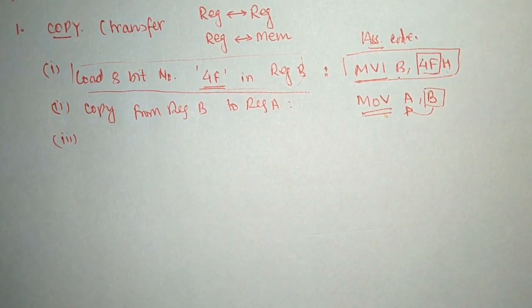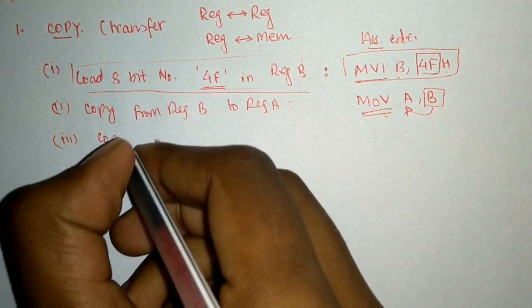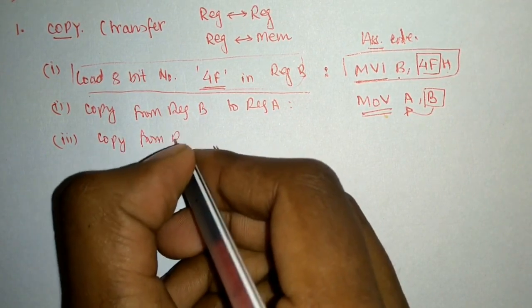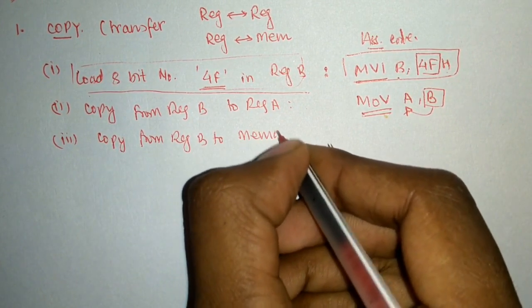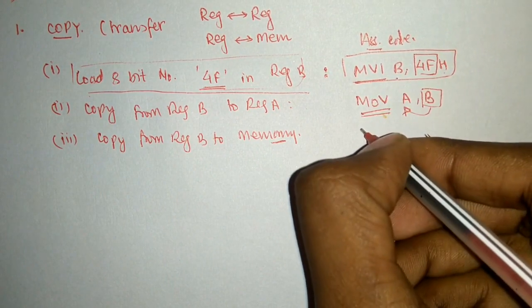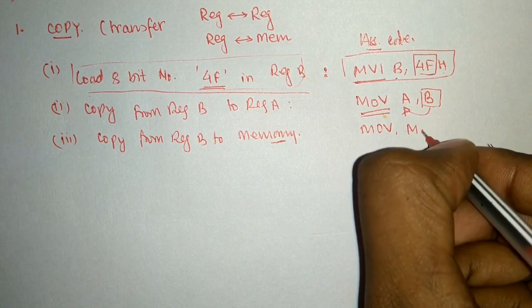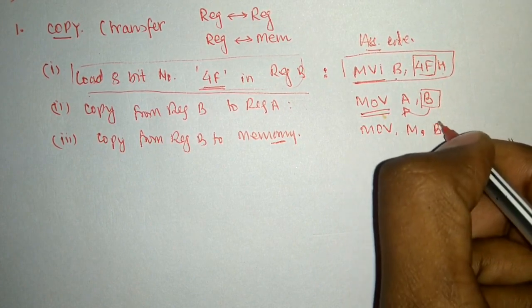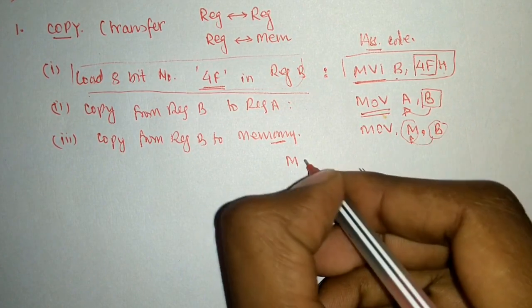Then let's say we want to copy from register B to our memory. Some memory location is there that we want to move our data to from register B. So I will simply say MOV M, B, meaning move the content of B into M. What is M? If I say M, then that is equivalent to HL.